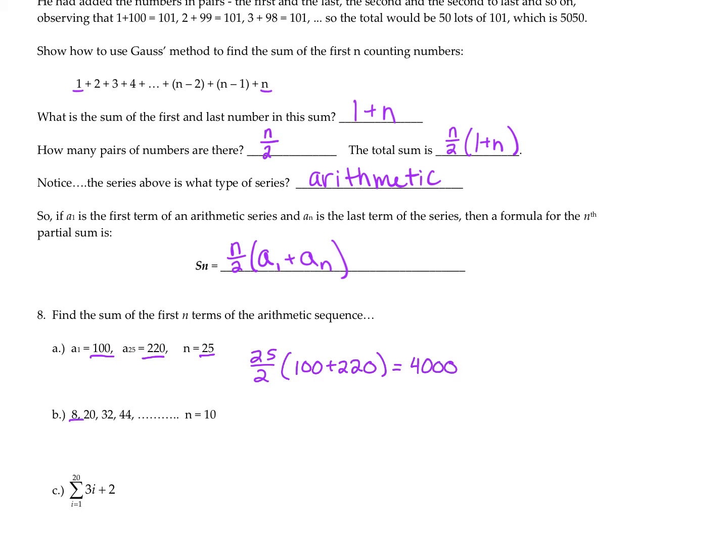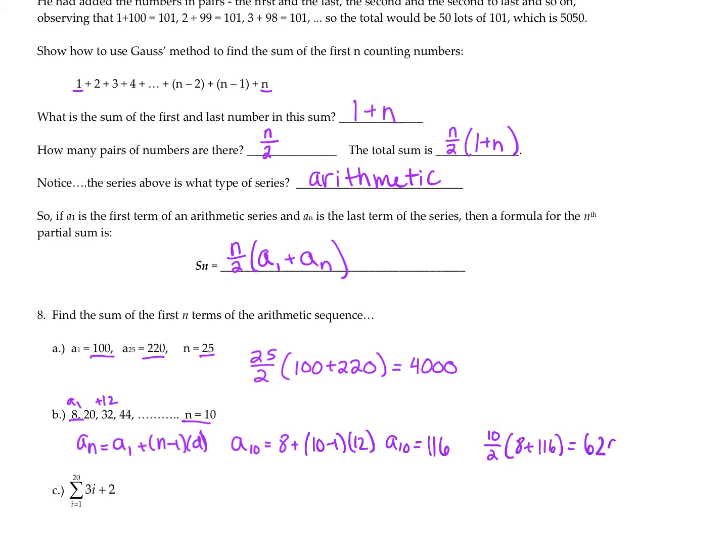Similarly here, we have a1, I have n, but I don't have an, so I need to use my explicit formula to solve for an. So a10 would be 8 plus 10 minus 1 times d. Well, to go from 8 to 20, 20 to 32, I'm adding 12. So my common difference would be 12. So my 10th term would be 116. So now when I'm finding the sum, I'm going to do 10 divided by 2, and then a1 plus a10, and that will give me 620.